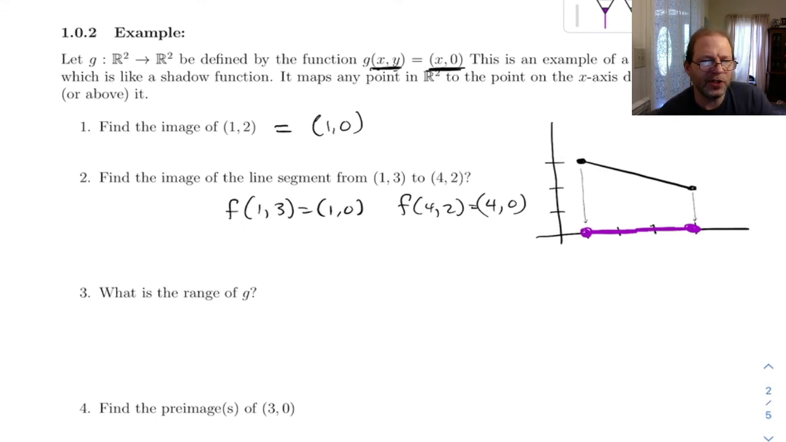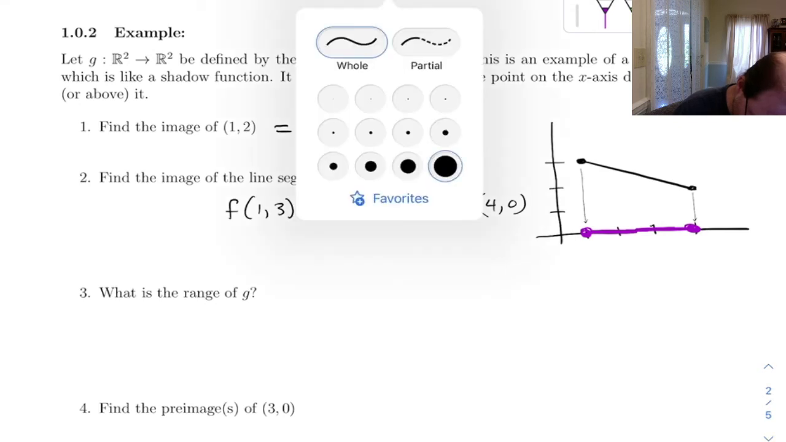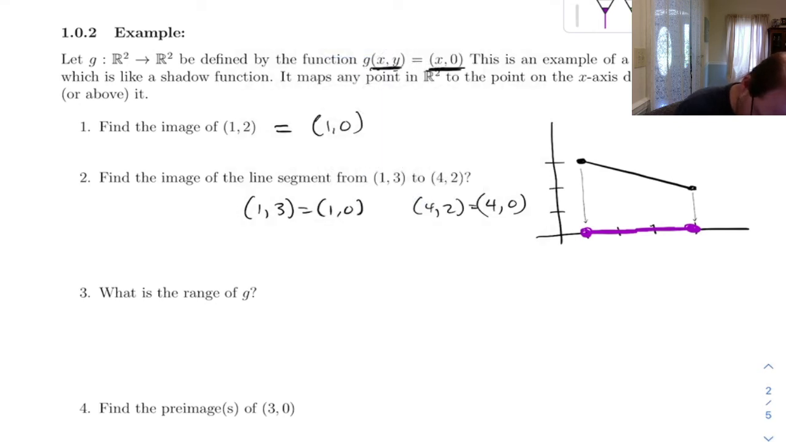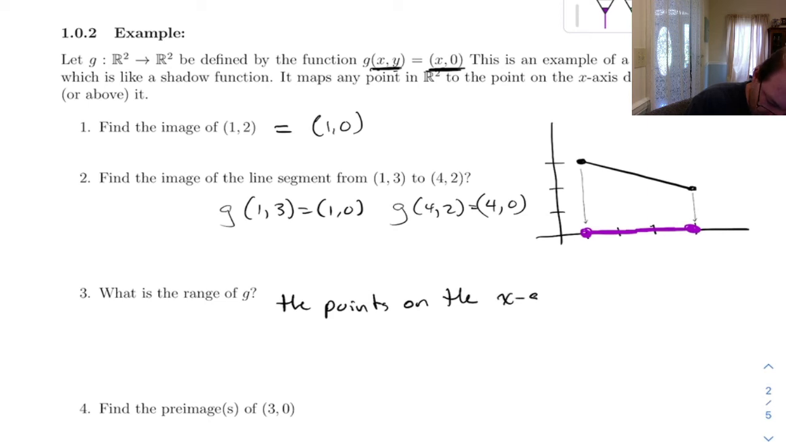Okay, what's the range of G? I made a small mistake here. It doesn't really matter, but I called this F, but it's actually G. Okay, what's the range of G? On this one, you can tell pretty easily. The only points you're ever going to get are the ones that lie on the axis. So what's the range of G? We can say this a few ways. The points on the x-axis. That's one way to describe it.